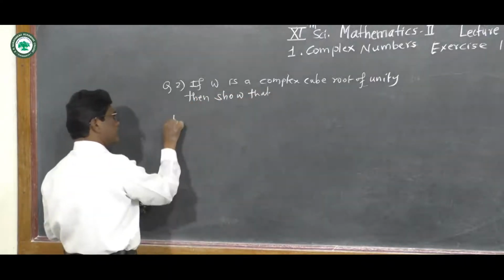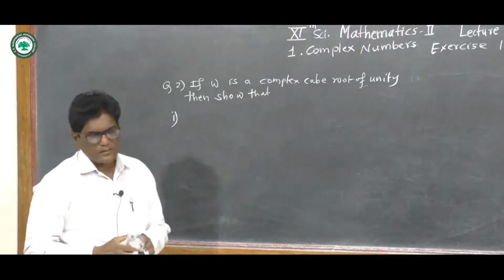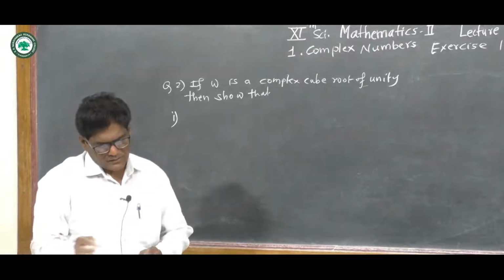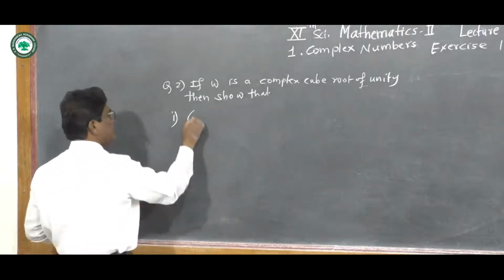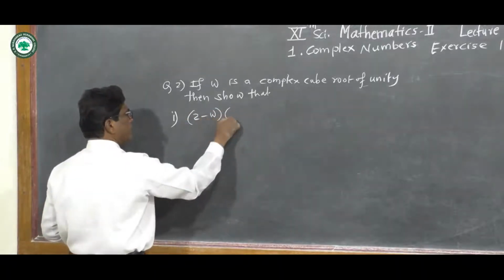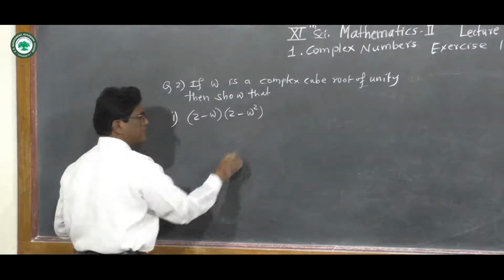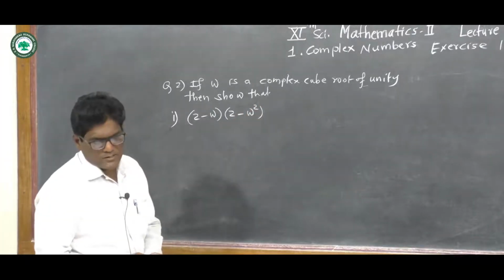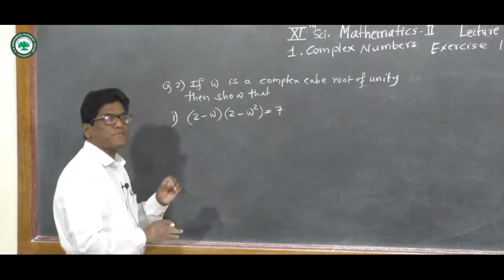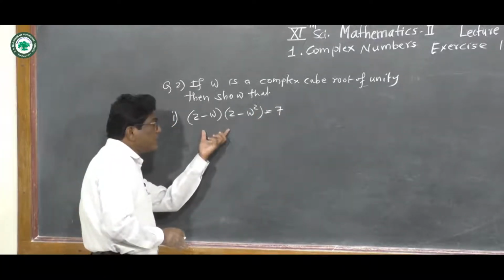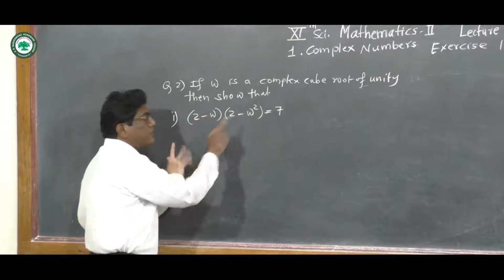Now first example. First example here: (2 minus omega) into (2 minus omega square) is equal to 7. We have to show that the product of the two brackets is equal to 7.